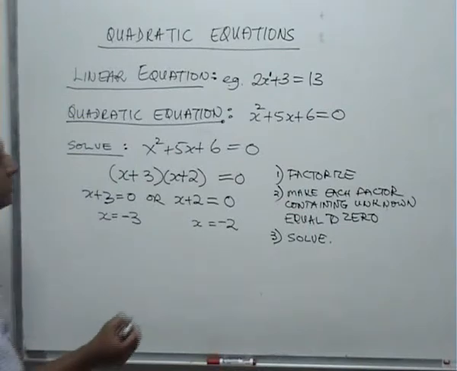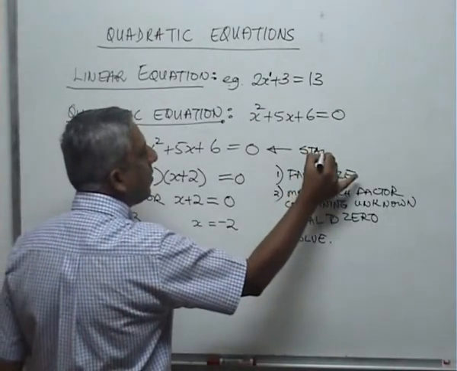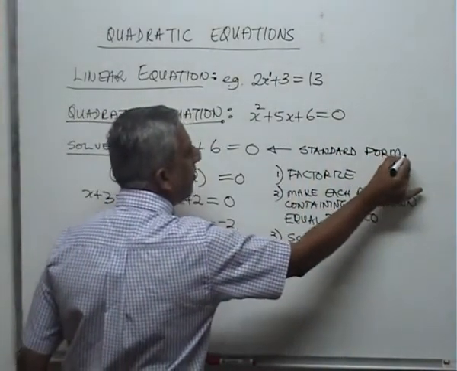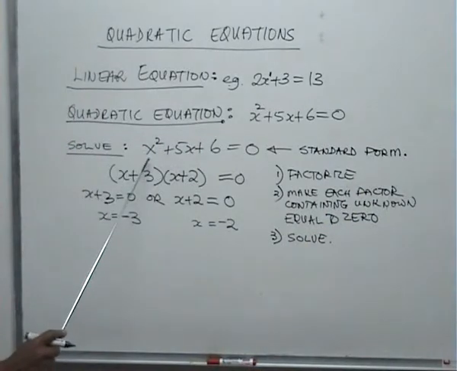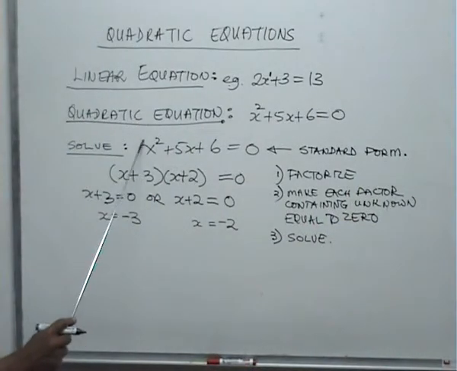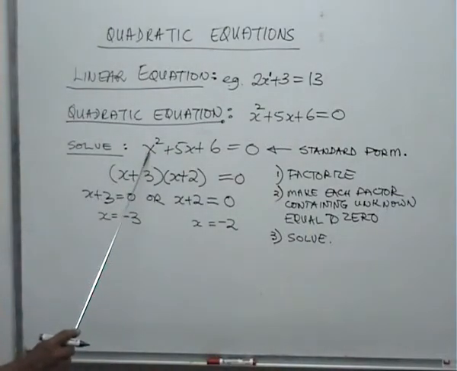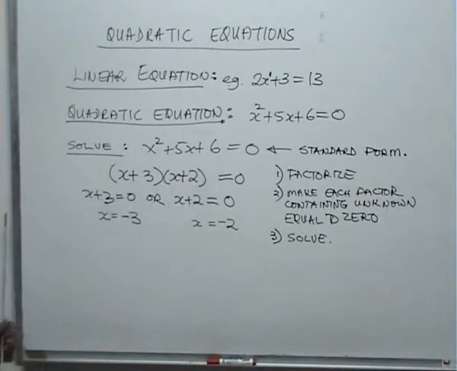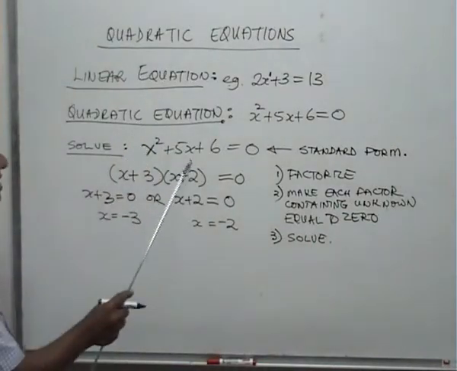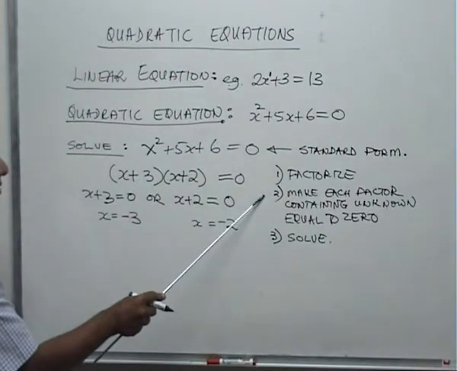Now very, very important. You see, this quadratic equation is what we call in standard form. The meaning of standard form is that it is set from highest power to lowest power. X squared, x to the 1, number. Once that equation is set like this, then it is in standard form. So remember, if you're doing quadratic equations, you will make sure that it is in standard form first, then you factorize, then make each factor containing the unknown equal to 0, and then solve.